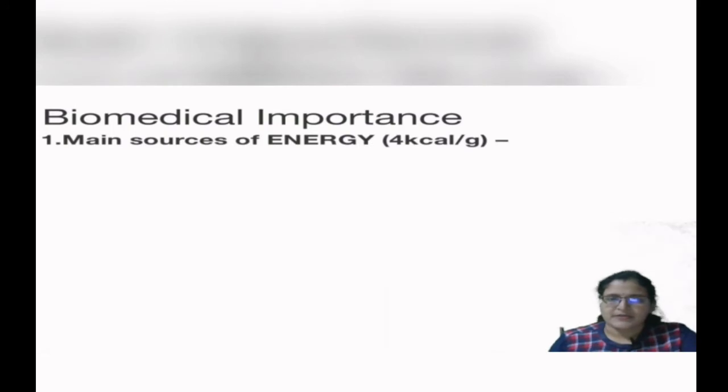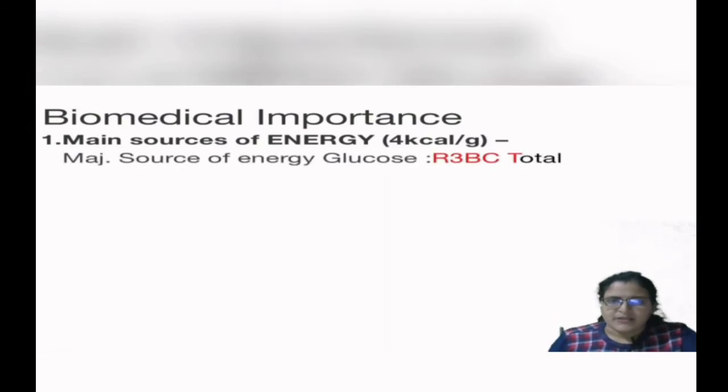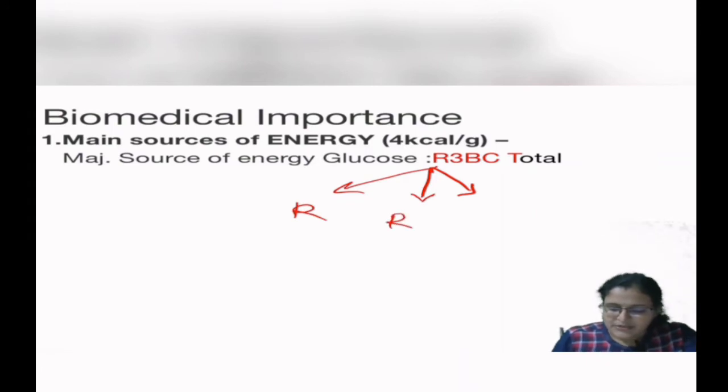Then coming to the biomedical importance, it is a main source of energy. 1 gram of carbohydrate provides approximately 4 kilocalories of energy. Then major source of energy, glucose, in many organs. There is a trick to remember these organs. It will be easier for you. So I have made a trick. Just put 3R, B, then C, T: RBC total.